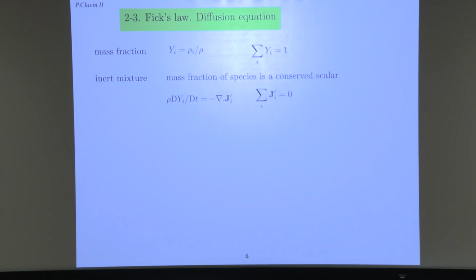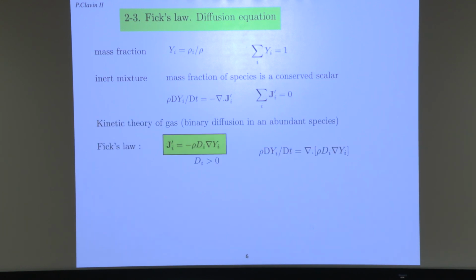When you have a mixture, you introduce the mass fraction, that is the ratio of the mass per unit volume of species i divided by the density. This is called the mass fraction, and the sum of the mass fractions, by definition, is 1. So in an inert mixture, the mass of every species is conserved. There is no production. So in that case, the evolution of the mass fraction should be in the form of the divergence of a flux. And this flux is such that the sum of the fluxes is 0. This is called a diffusive flux.